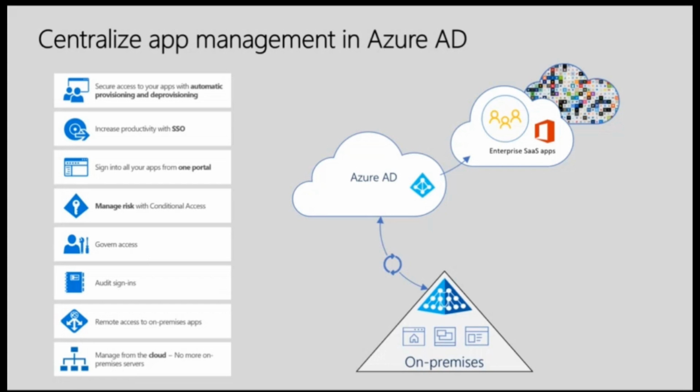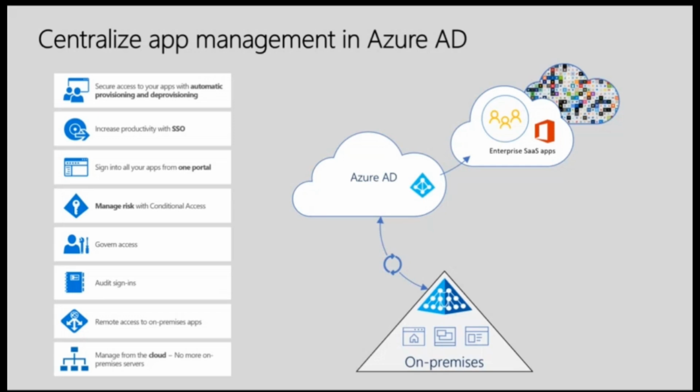There are other things like governance and auditing, and other things like user provisioning. For example, if your app supports user provisioning, you don't have to worry about provisioning users in your SaaS apps. You can just automate it through Azure AD user provisioning and deprovisioning, and self-service management to access the app. All of it is going to be available to users.